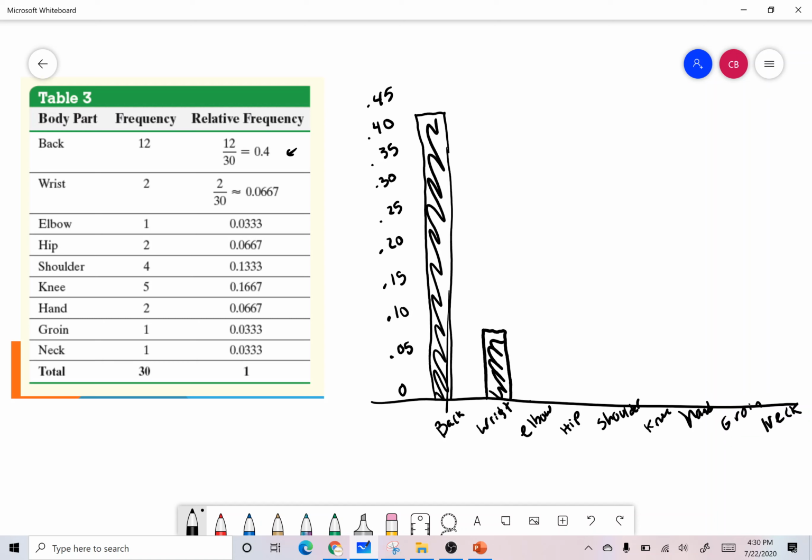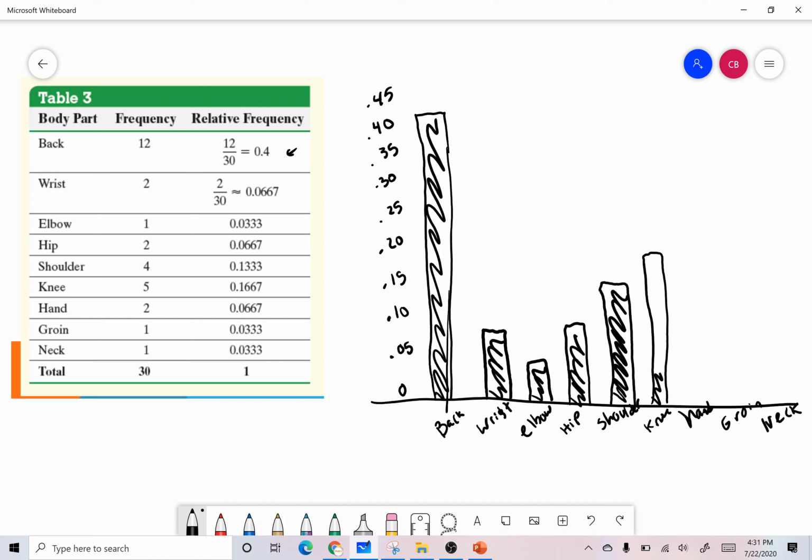0.03, that's going to be half of this one. Okay, then 0.06. Okay, that one's good. And shoulder is 0.13, so that's somewhere like right here. I guess it should be more than double of this one, which isn't good because it means it's not to scale. But we'll live with it. 0.16, so that one's a little bit bigger. Okay.